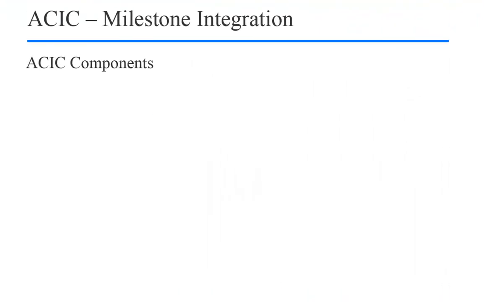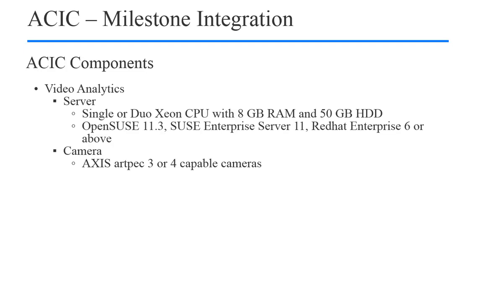There are 2 components to the ACIC system which must be downloaded. The first component is the analytics engine itself. This comes in 2 forms, a dedicated server solution and a camera or edge-side solution. The server solution requires a simple or duo Xeon CPU with a minimum of 8 GB of RAM and 50 GB of free hard drive space. The operating system can be either OpenSUSE 11.3, SUSE Enterprise Server 11, or Red Hat Enterprise 6 or above. The camera solution runs on Axis cameras capable of running ArtPec 3 or 4 applications.